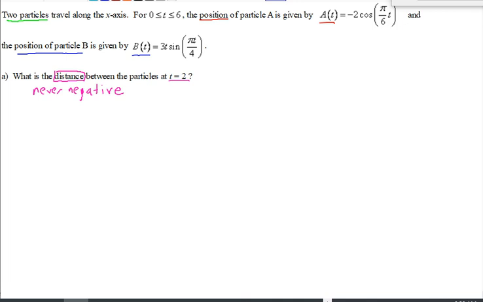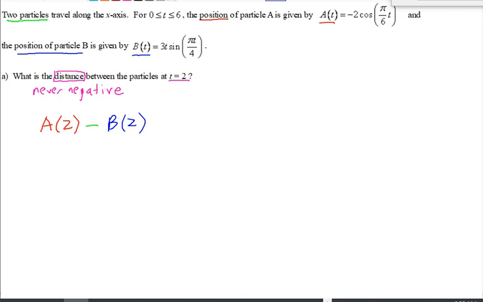So just in general, if we knew what the positions of these particles were, to figure out how far apart they are, we should be able to just subtract their positions, right? So we should be able to find, at time 2, a of 2, its position, and subtract b of 2, its position, to see how far apart they are. Only problem with that is what if a of 2 is less than b of 2? Then you get a negative answer, which wouldn't make sense for distance.